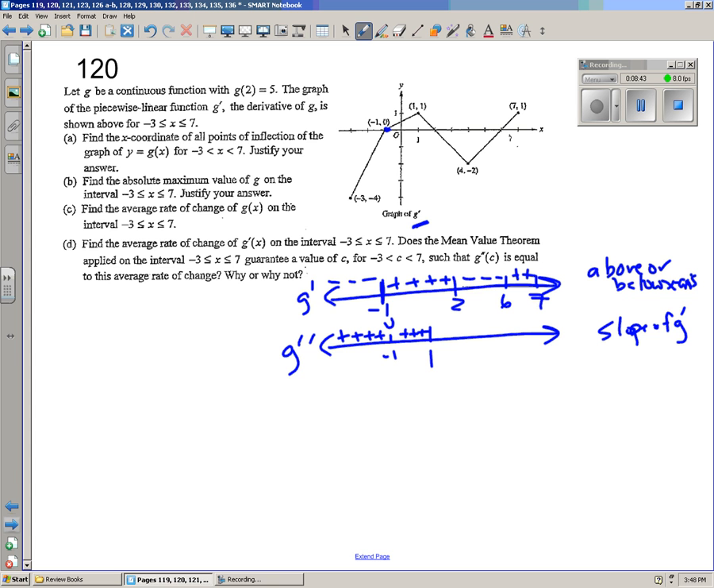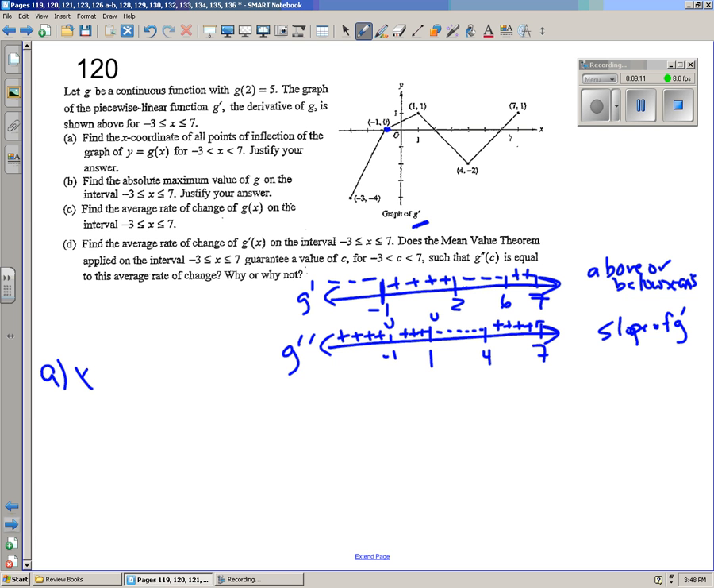Then at 1, the slope is technically undefined. And then it goes to 4 as a negative slope. And then positive till 7. So there are our number lines. So again, points of inflection of g are going to be where g double prime changes sign. So g double prime changes its sign at 1 and 4.